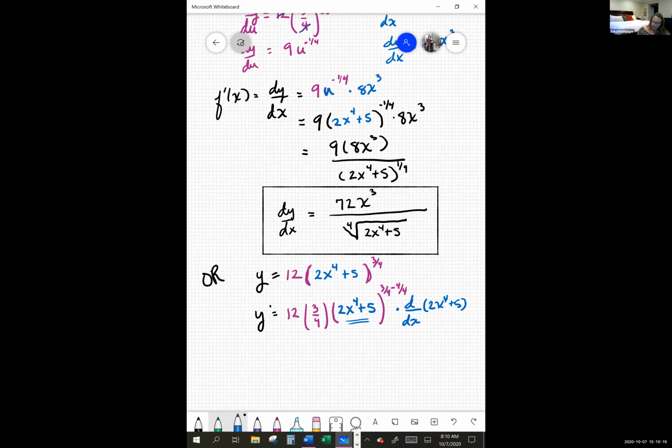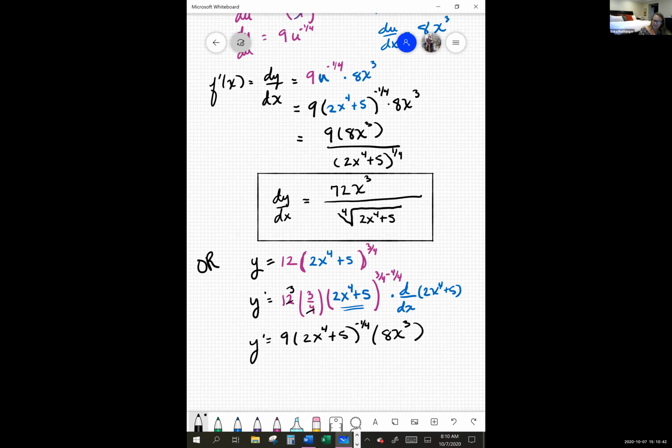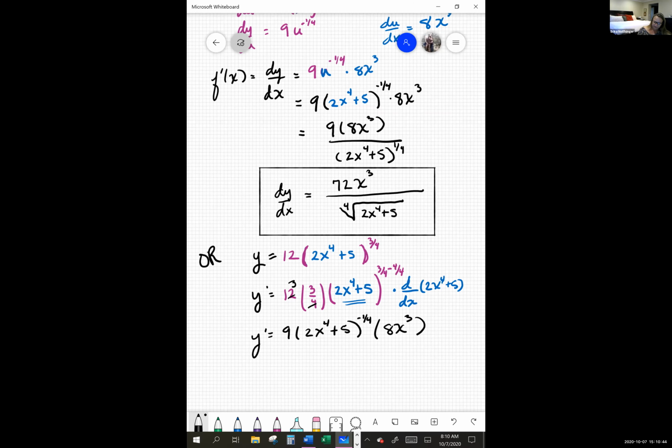So simplifying a little bit, y prime is equal to 4 goes into 12 again, 3 times, 3 times 3 is 9. We have this 2x to the fourth plus 5, all raised to the negative 1/4 power, all times the derivative of 2x to the fourth, which is 8x cubed, which is the exact same thing that we were getting up here.